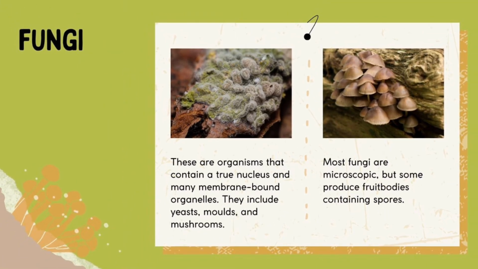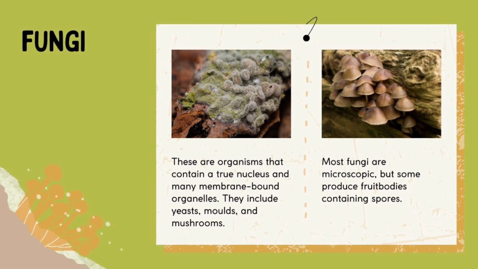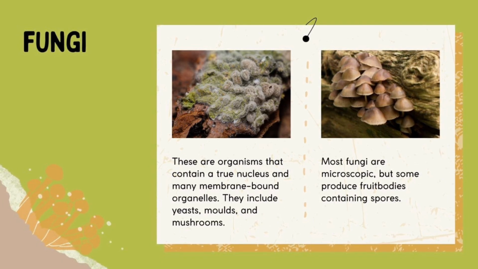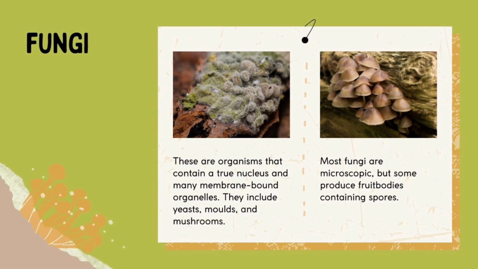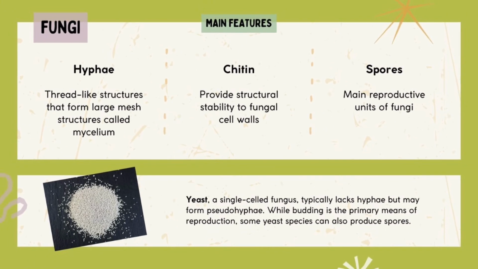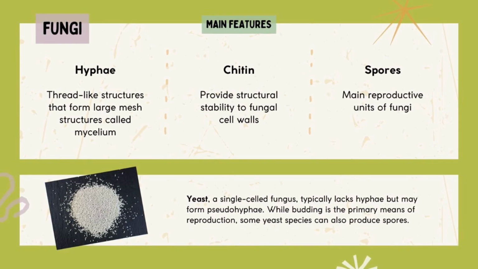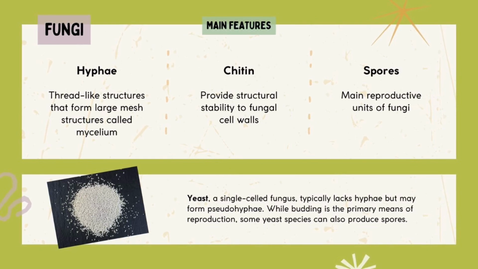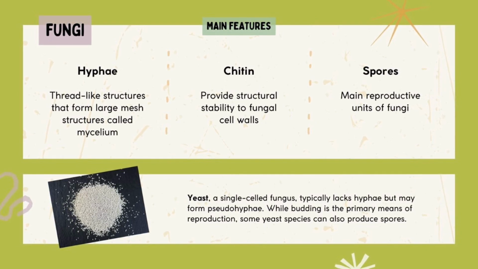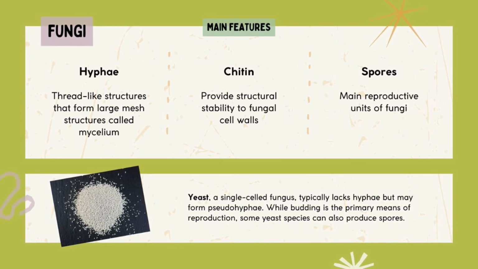Fungi. These are organisms that contain a true nucleus and many membrane-bound organelles. They include yeasts, molds, and mushrooms. Yeast, a single-celled fungus, typically lacks hyphae but may form pseudohyphae. While budding is the primary means of reproduction, some yeast species can also produce spores.